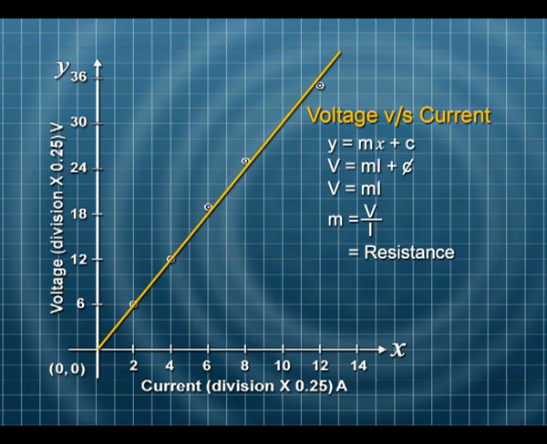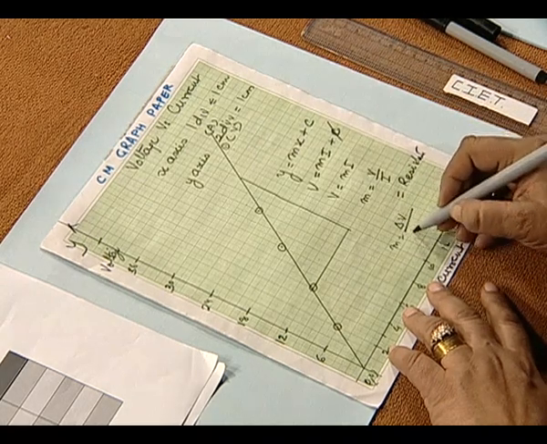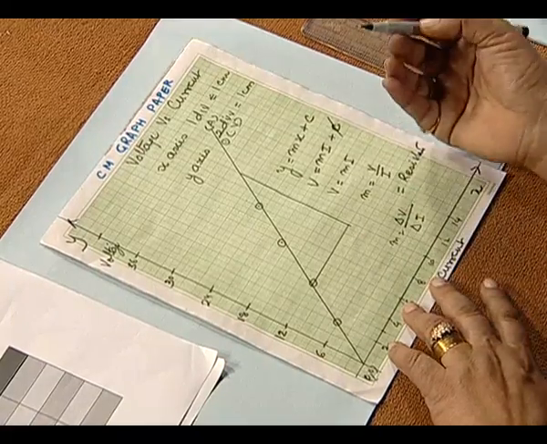How do we take the slope of the line? We just draw a triangle, choosing any point on the line, a right angle triangle, with one side parallel to the y axis and another base for it, and the slope would be given by the variation in the value of voltage upon the variation in the value of current.